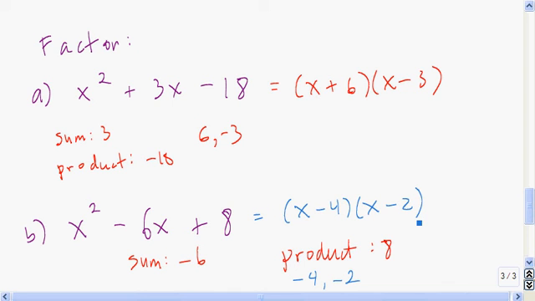There's a lot of guess and check that goes into factoring. As long as you can multiply and add, you eventually will be able to factor the ones that are factorable over rational numbers or integers. We'll just deal with integers right now.